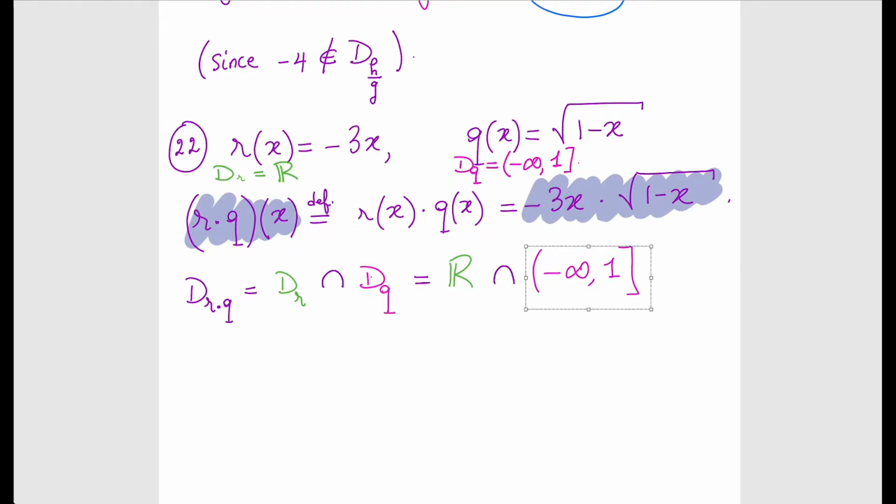And now what am I doing? I'm taking the intersection between both of these sets. And what's the intersection between both sets? You want all elements that are here and here at the same time. Well, any number here is already a real number. So the intersection becomes the smaller set, right? Minus infinity all the way to 1. This is the domain of the product function. Okay? All right.